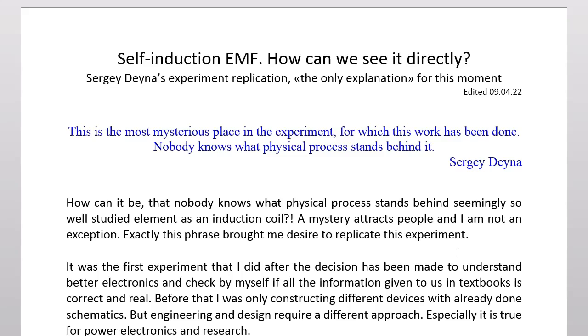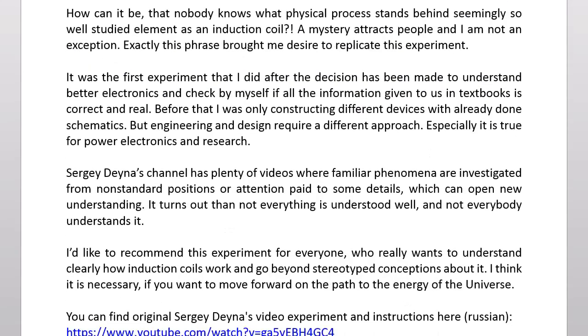A mystery attracts people, and I am not an exception. Exactly this phrase brought me the desire to replicate this experiment. It was the first experiment that I did after the decision was made to understand electronics better and check by myself if all the information given to us in textbooks is correct and real. Before that, I was only constructing different devices with already done schematics.